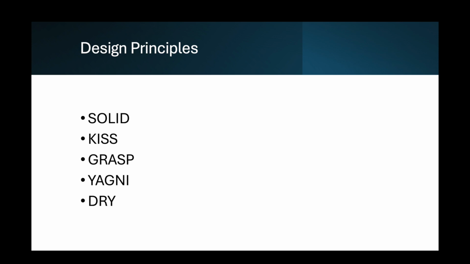Next, we look at YAGNI, which is You Aren't Gonna Need It, which advises against implementing features until they are actually needed. Finally, we're going to look at DRY, which is Don't Repeat Yourself, which focuses on reducing duplication in code to ensure consistency and maintainability. Together, these principles serve as a foundation for building high quality software that meets both current and future requirements.